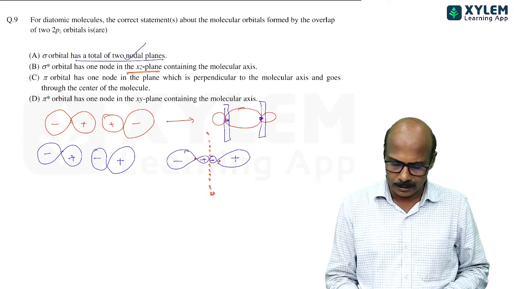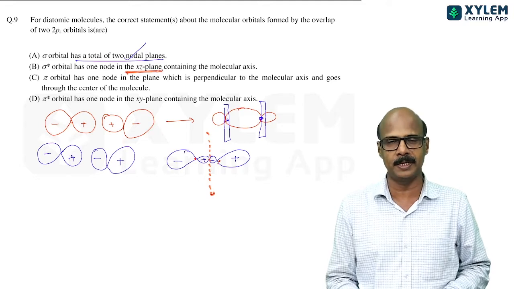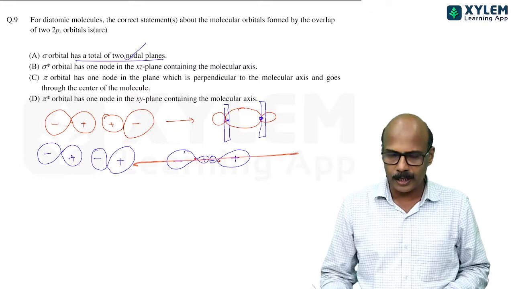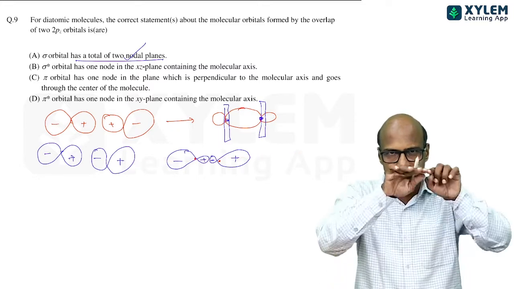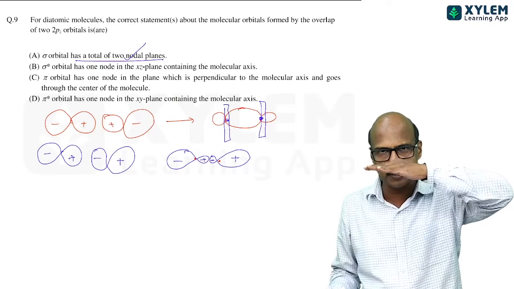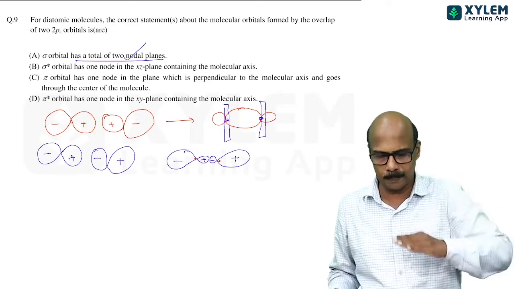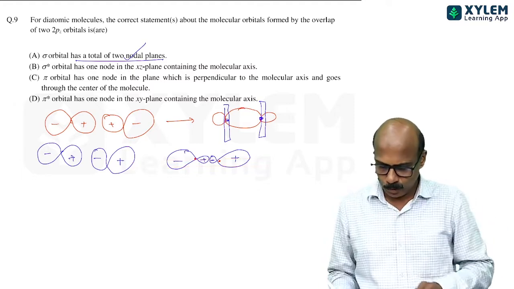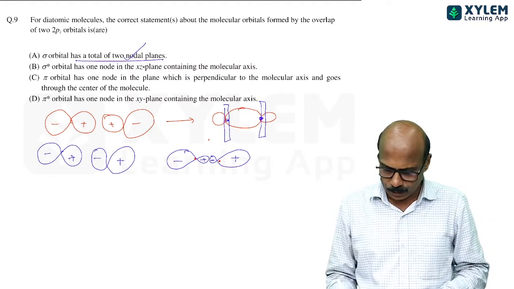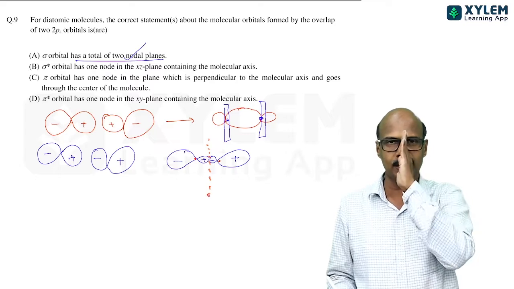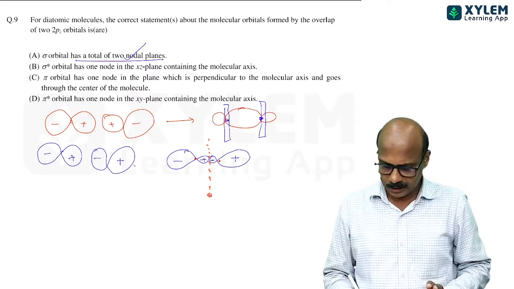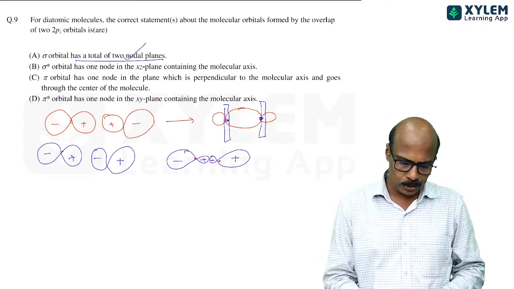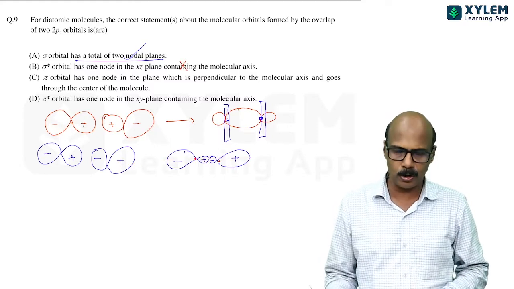But they say that the nodal plane is in the XZ plane, which is absolutely wrong. You know, this lies along the Z axis. Since it lies along the Z axis, you cannot say the XZ plane is a nodal plane, because in that plane there is electron cloud. So the nodal plane should be in the XY plane. If you are taking the Z axis as this, the XY plane should be a nodal plane. So clearly this statement is wrong.